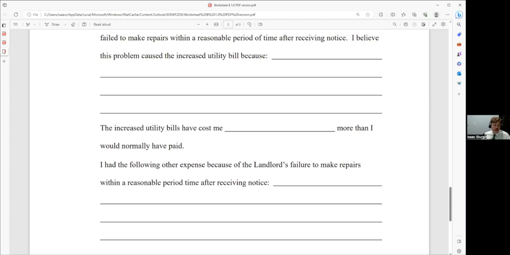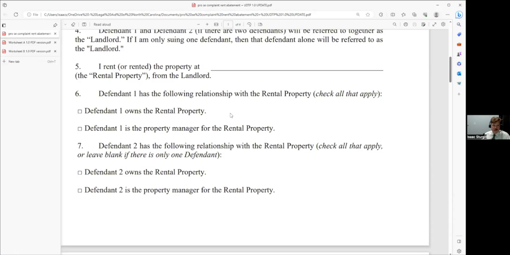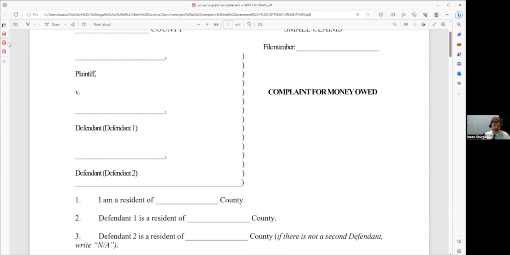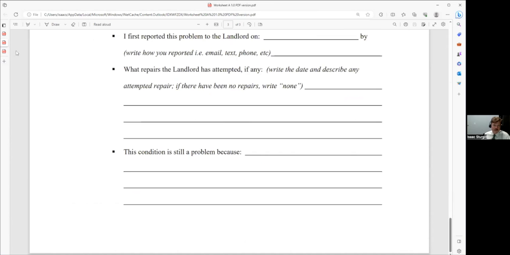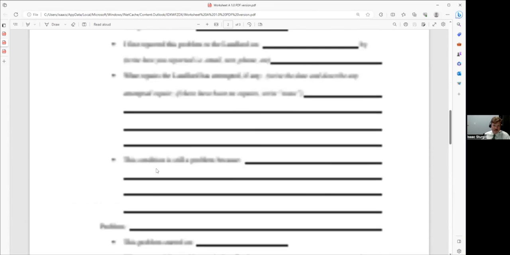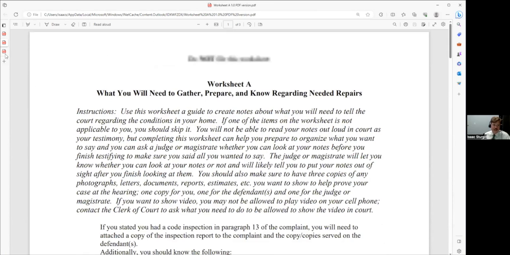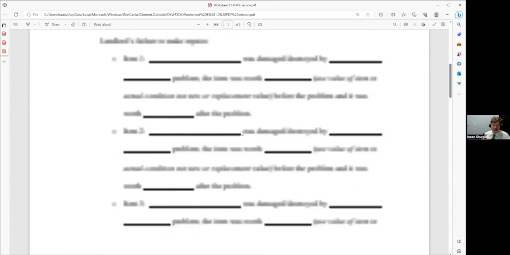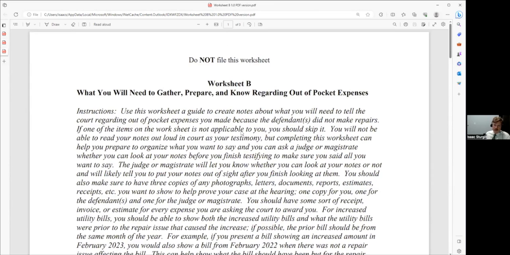So again, I want to emphasize the first form, this one, the complaint for money owed, that's the one that would be filed with the court. These other two worksheets that we went over, worksheet A and B, again, those are not things that would be filed with the court. Those are just something to help the tenant get ready for court and to organize themselves.